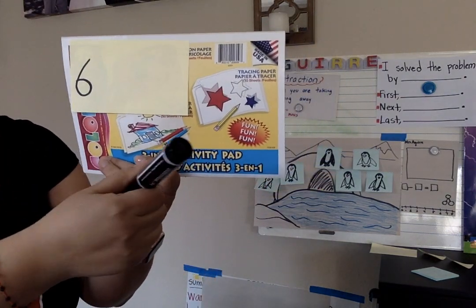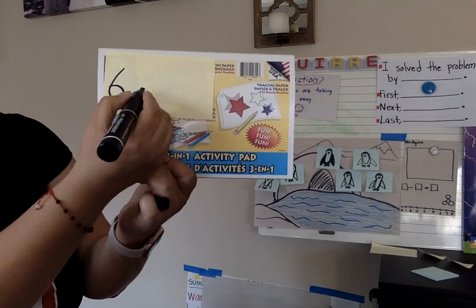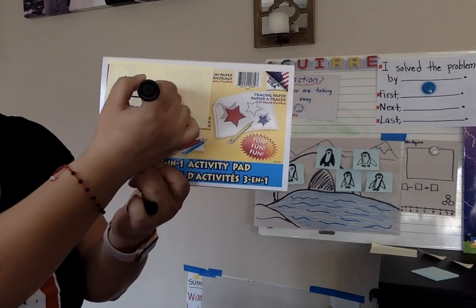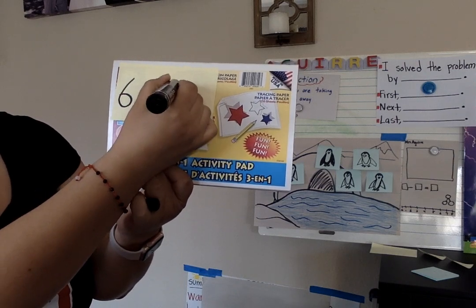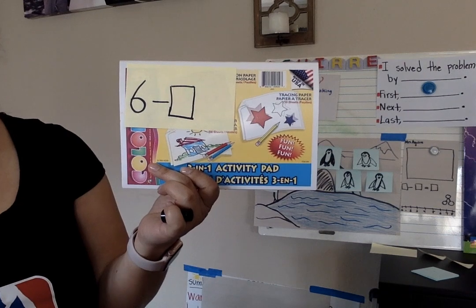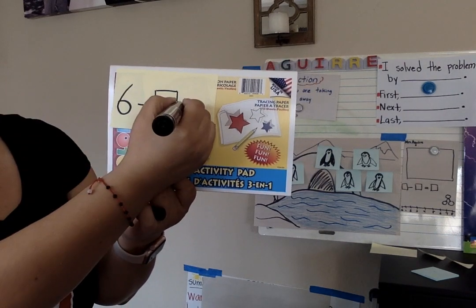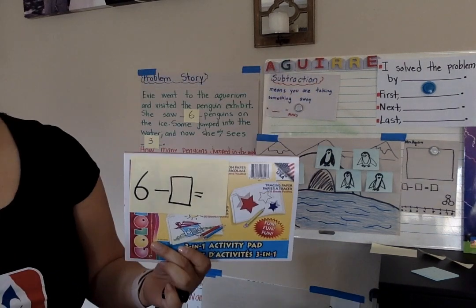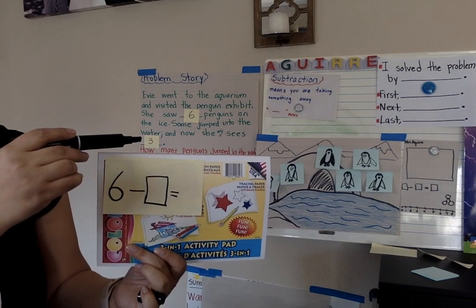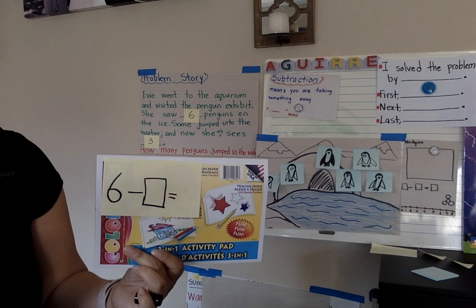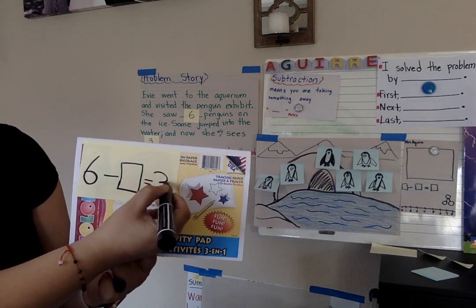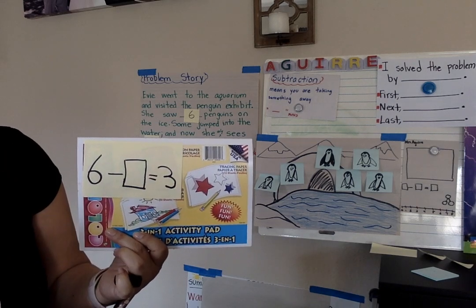First we had 6. And some went into the water. So they went away. Se fueron adentro del agua. We don't know how many. And last, our story says, last there were 3 penguins left on the ice. Al último, solamente habían 3 que se miraban en el hielo.